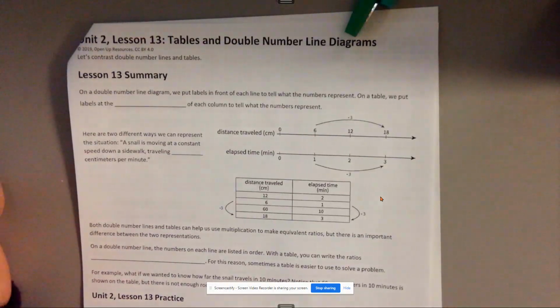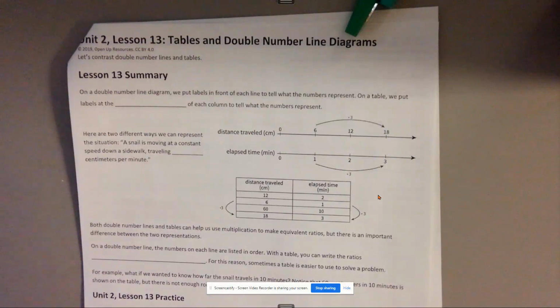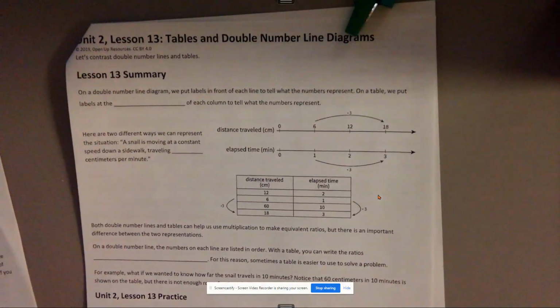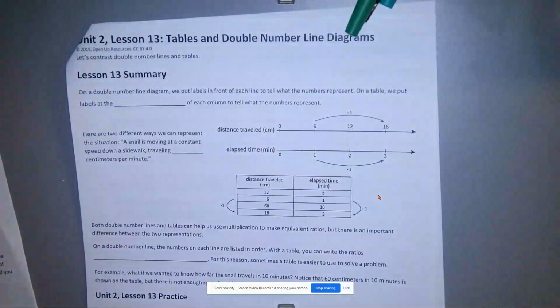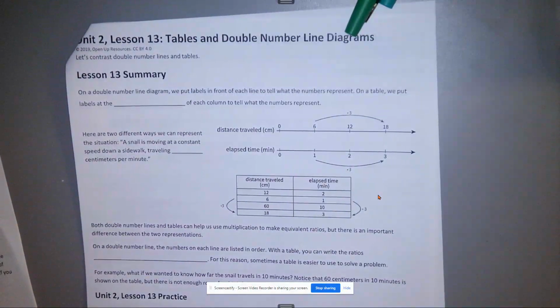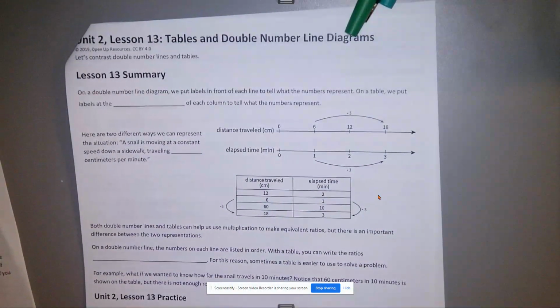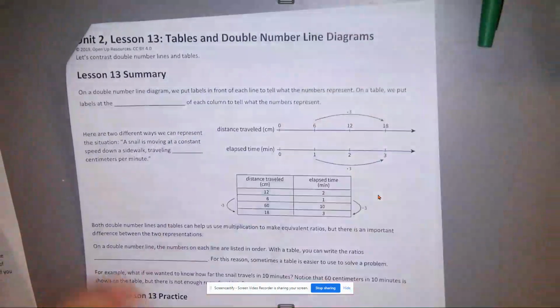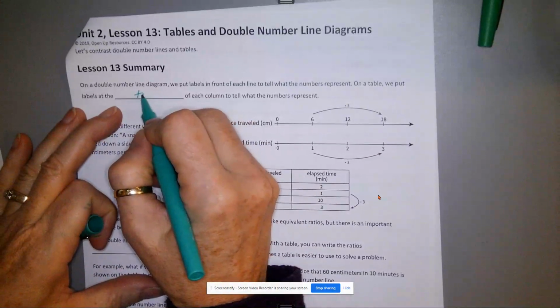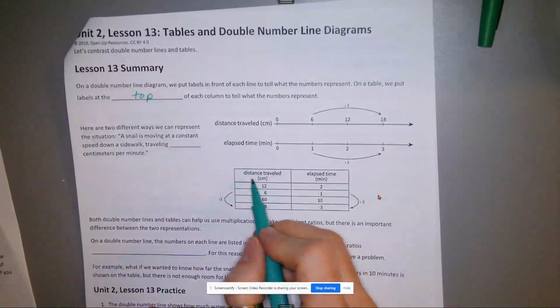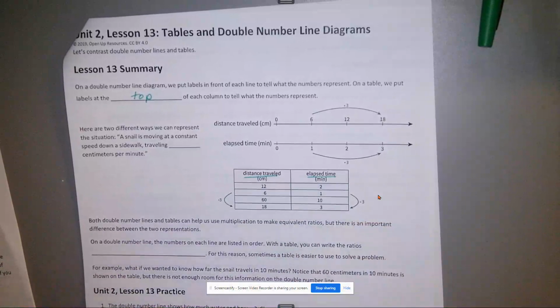Okay, we're going to continue on our study notes. Lesson 13, summary. On the double number line, I think I need to turn my light on. Maybe that'll help. Okay. We put labels on the front of each line to tell what the numbers represent. On the table, we put the labels at the top of each column, telling what the numbers represent.